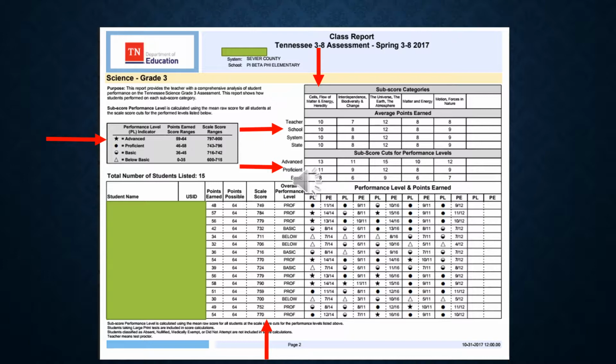Now notice the advanced row. It tells me that this student needed 2 more points in this category to achieve the advanced performance level of 13 or higher. The section next to the students' names shows overall performance, including overall performance level.